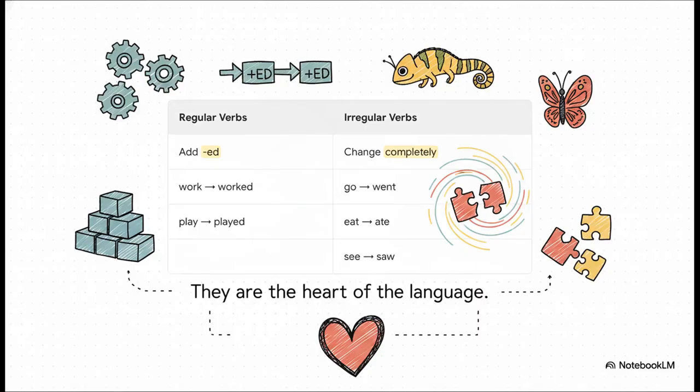Okay, now here's where it gets kind of interesting. There are two types of past verbs. For regular ones, you just tack on an ed at the end. Easy. But the irregular ones? Oh yeah, they're the rebels. They change completely. Go becomes went. Eat turns into ate. These guys are incredibly common, so you just gotta learn them. They're really the heart of the language.